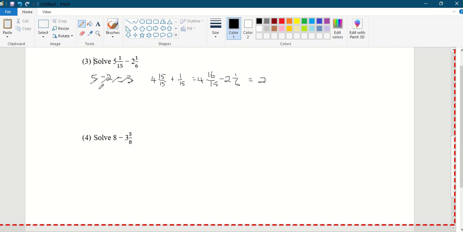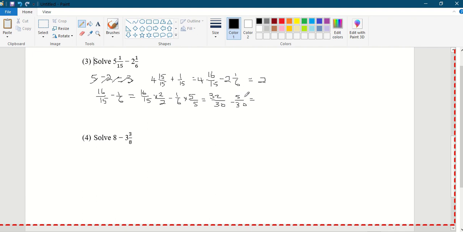How do we solve for that fraction? It will be like this: 16 over 15 minus 1 over 6. So when we have this, we need a common denominator, the smallest number which 15 goes into and 6 goes into, and that will be 30. LCM here will be 30. So I can say 16 over 15 times 2 over 2 subtract 1 over 6 times 5 over 5. So we get 32 over 30 subtract 5 over 30.